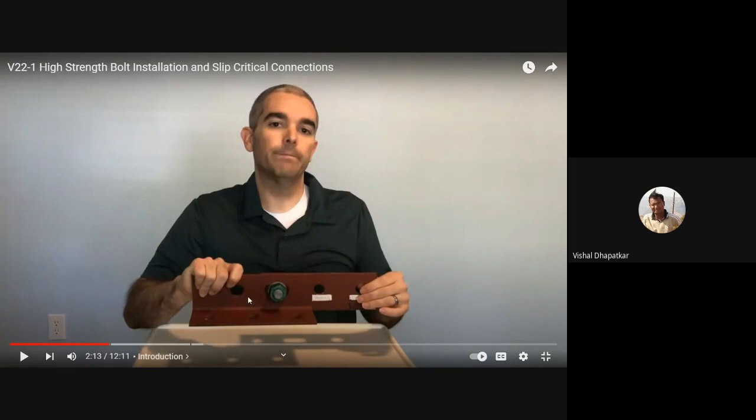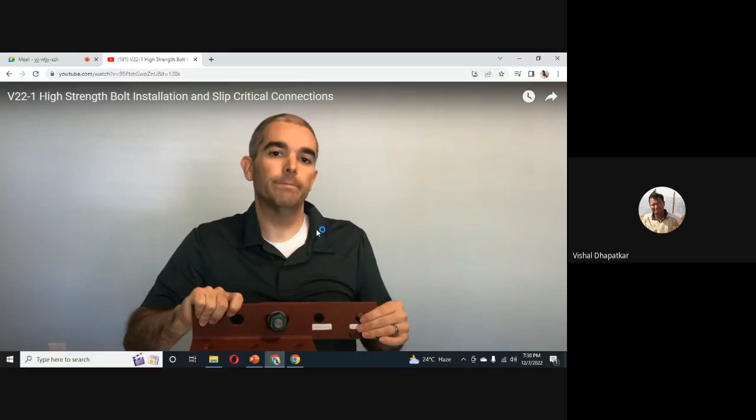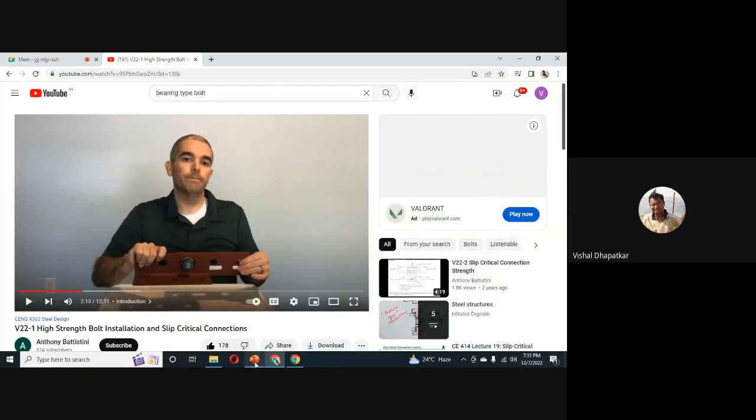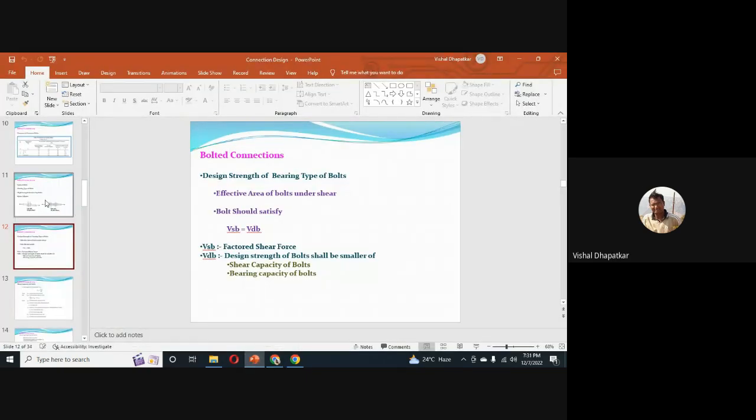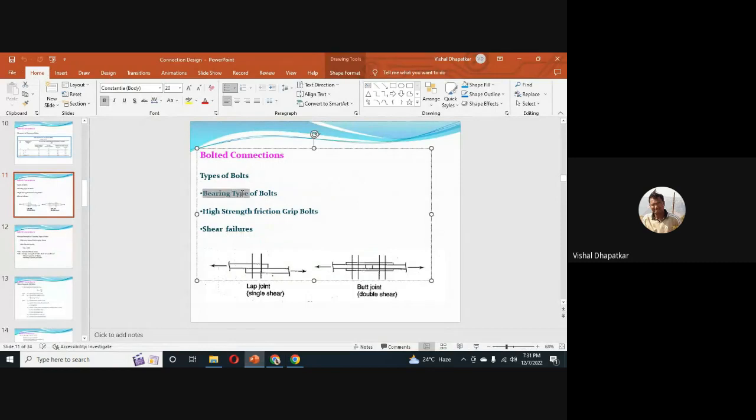So this is a slip critical connection, in which we are not allowing slip to occur. We are not allowing sliding of the plates. And in the first case, we are allowing slip of the plates, so that the bolts bear against one of the surfaces, and then it transfers forces to the other surface. So this is the basic difference between these two types of bolts. One is the bearing type bolt, and the other is the high strength friction grip bolt.